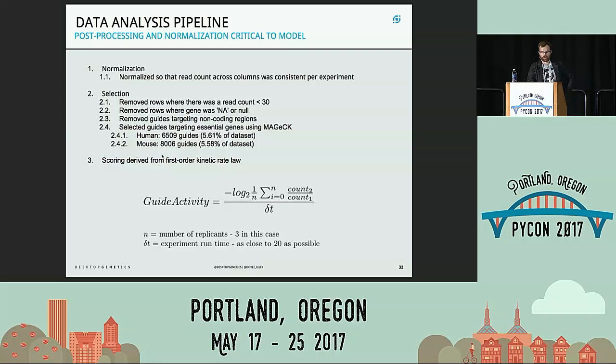This is just an overview of the pipeline that I mentioned before. So we did a lot of normalization. We went through and filtered out a lot of things, and we had to come up with a way to reliably figure out whether or not a gene was essential and thus should be included in our training data set, regardless of whether or not it was terribly well studied, which is an interesting quirk.